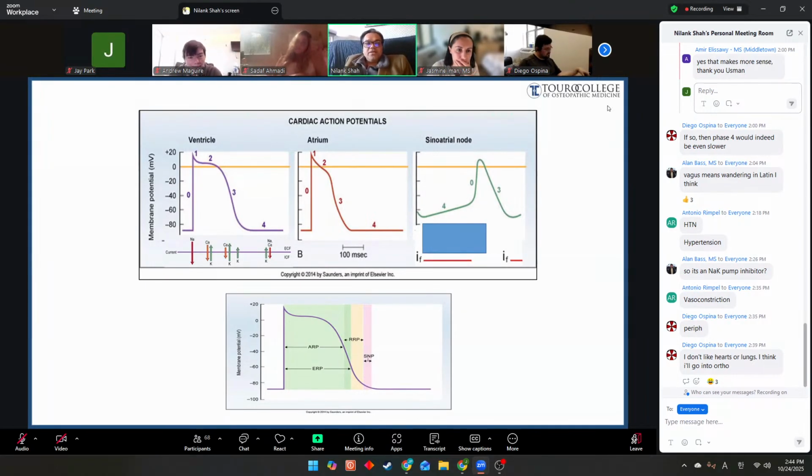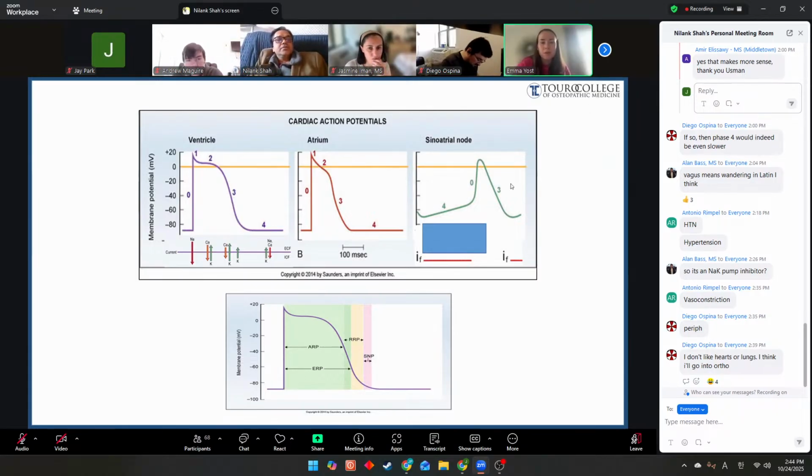Okay, now let's get to the last one, the supranormal period. What is SNP? Look at the name, supranormal period. Why is it called supranormal period? It's a phase where it's more excitable than normal. Very good. Why?